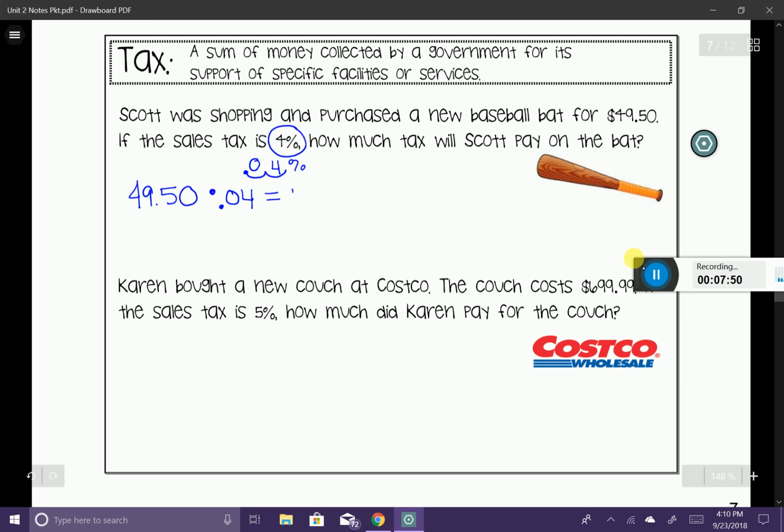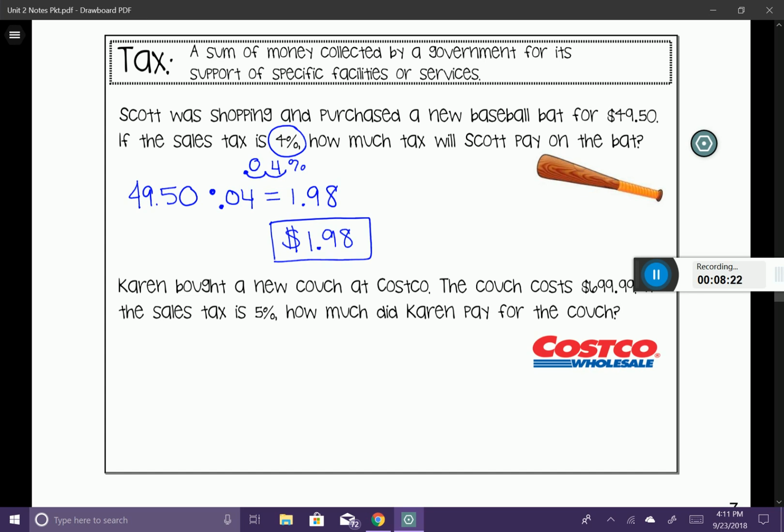That's going to give me $1.98. Notice there isn't any rounding to do right here. Sometimes you will have some rounding to do like the previous problems. So $1.98 is going to be the tax that Scott is going to pay on the baseball bat. So I'm going to rewrite this as $1.98. You notice that it's not really a lot of money, but because the baseball bat wasn't very expensive, the more expensive the product is, the more tax you're going to pay on it.